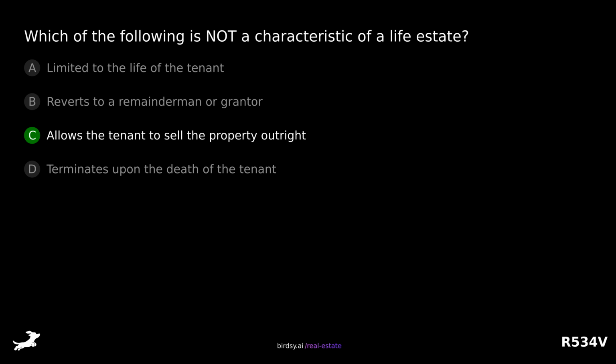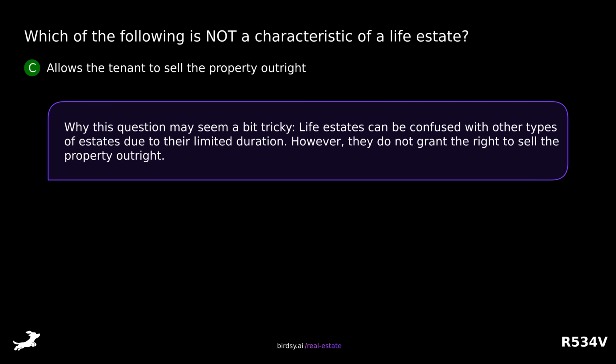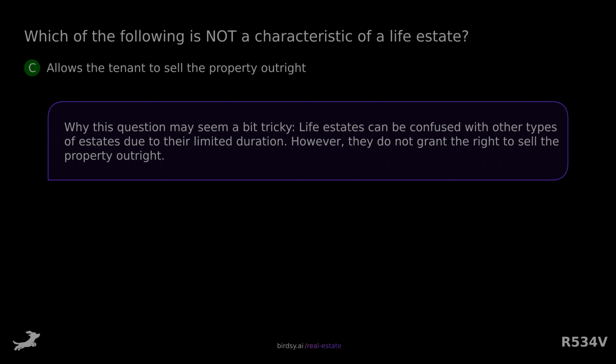The answer is C, allows the tenant to sell the property outright. While this question may seem a bit tricky, life estates can be confused with other types of estates due to their limited duration. However, they do not grant the right to sell the property outright.